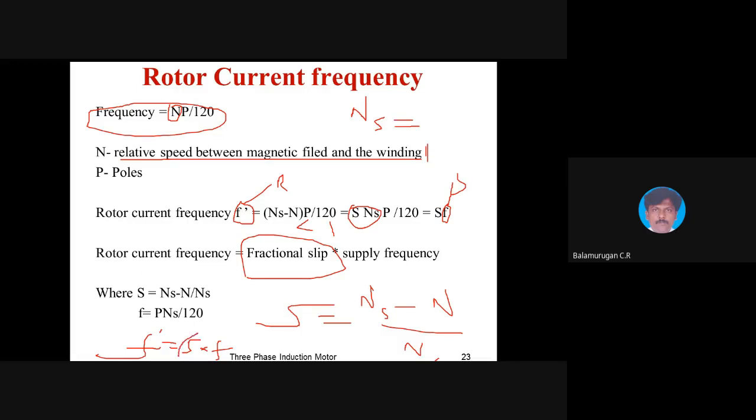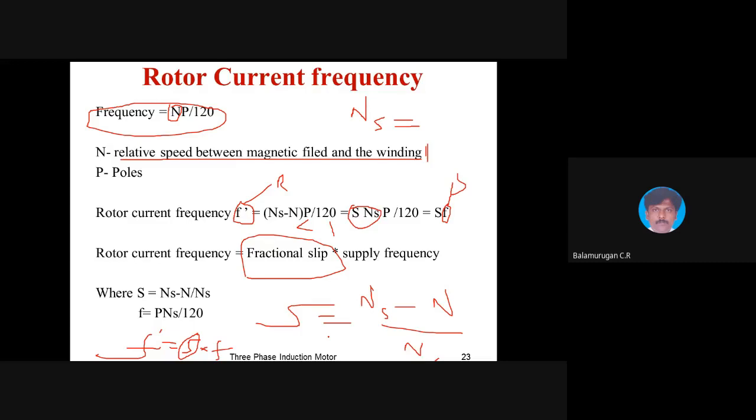When F dash will be equal to F: if the slip is equal to 1, then the stator frequency will be equal to the rotor frequency. So both the frequencies will be the same.